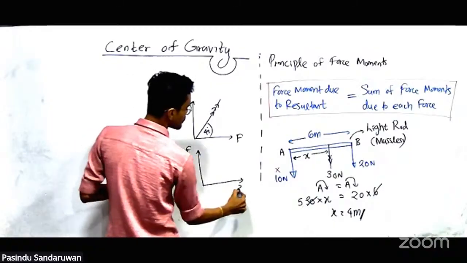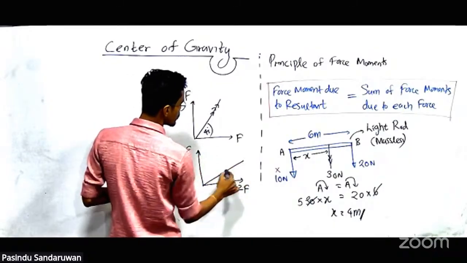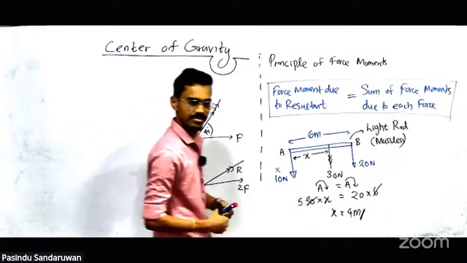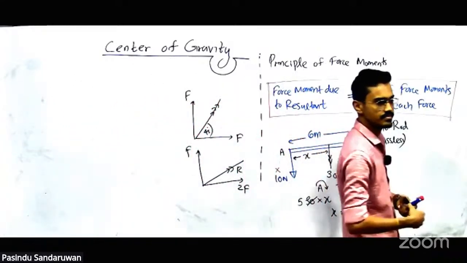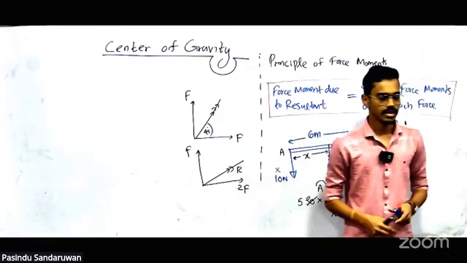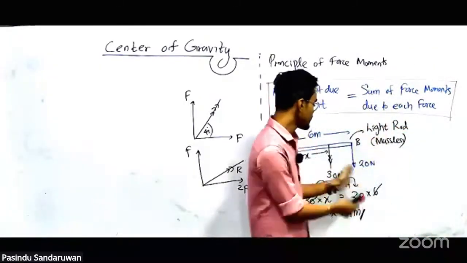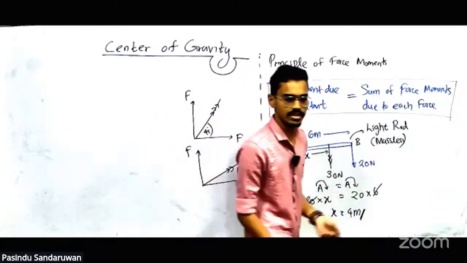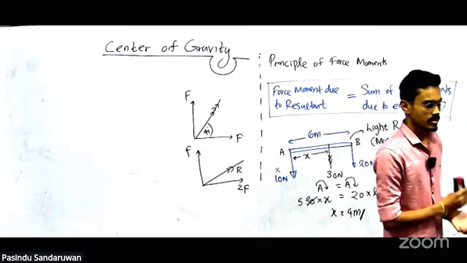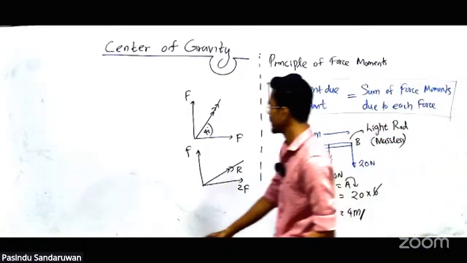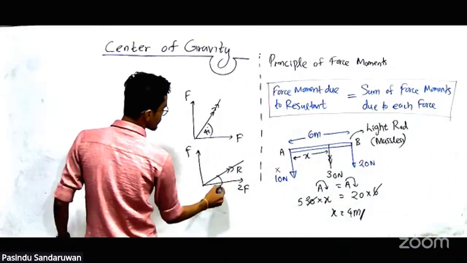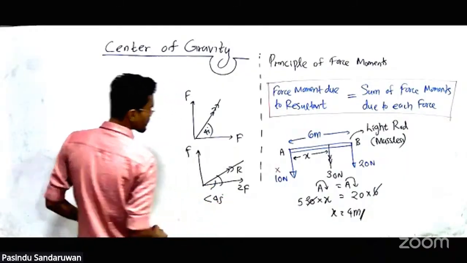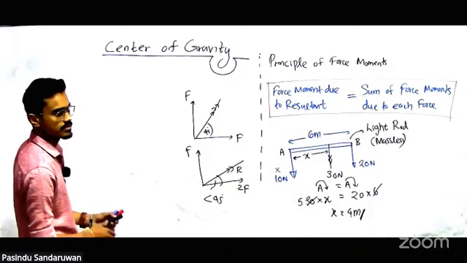F and 2F, this will be more towards the 2F side. Got it? So this heavier side data has now shifted. It doesn't matter whether it's parallel or perpendicular or whatever it is, it shifts towards the heavier side. So this is less than 45. Correct? Something like that. That's the idea.